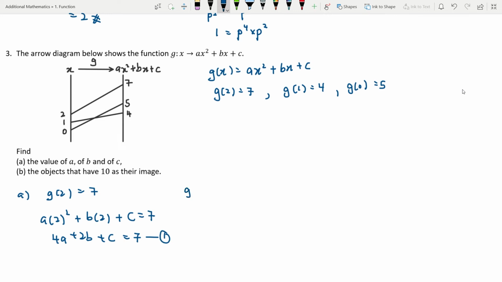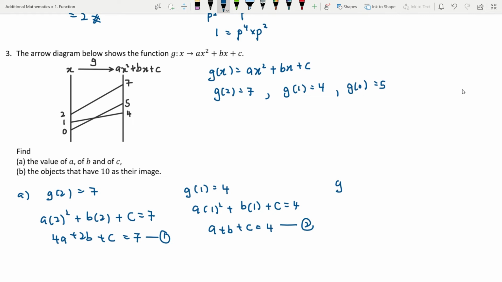Second piece of information, g of 1 equals 4. a, 1 squared, plus b multiplied with 1 plus c equals 4. Simplify it, we get a plus b plus c equals 4. This is the second equation.